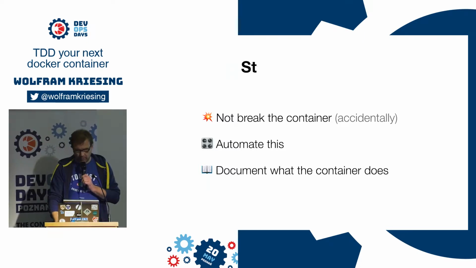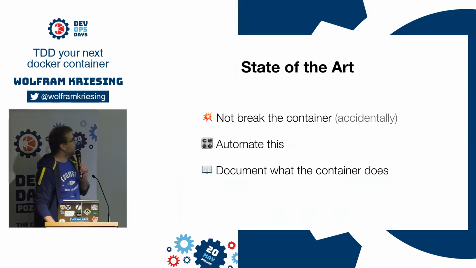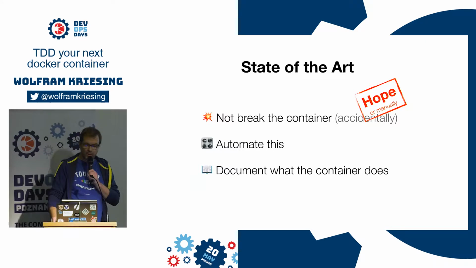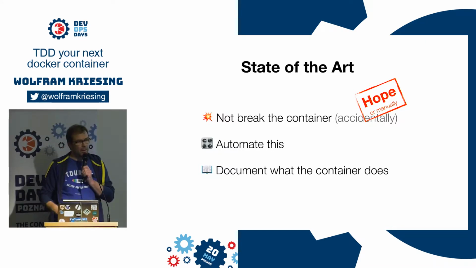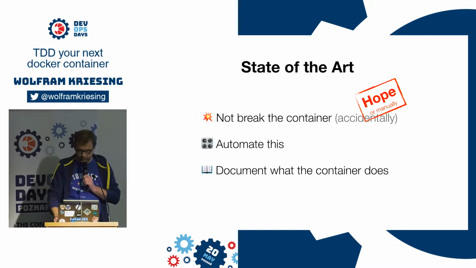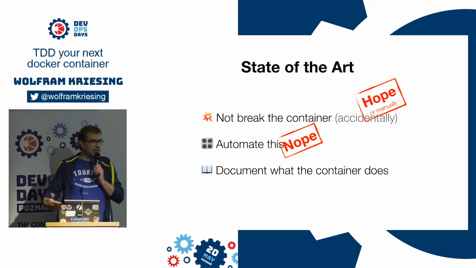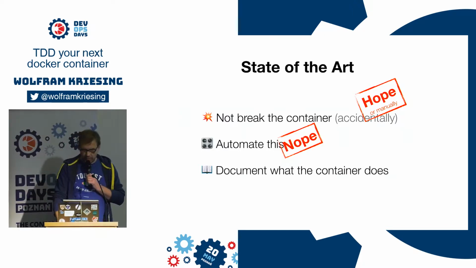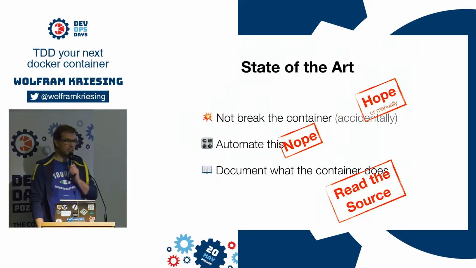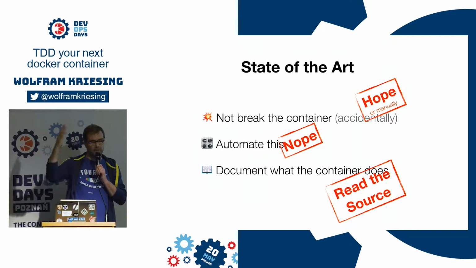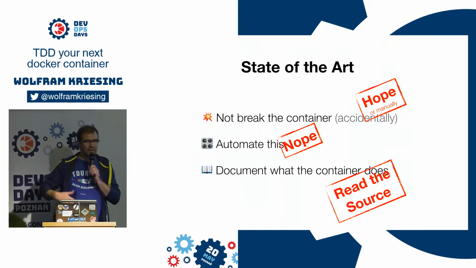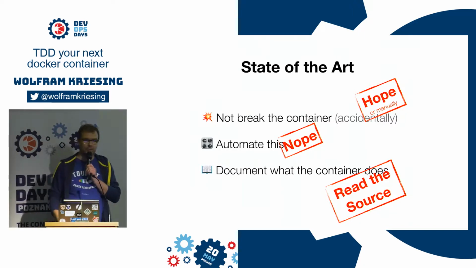And currently, the state of the art right now is: there was hope. I hoped that it didn't break, or just tested it manually. The second one, there was no automation. And the third one is basically to read the source. And we all know once a Docker file gets really big and complex, it becomes fun reading it, or not.